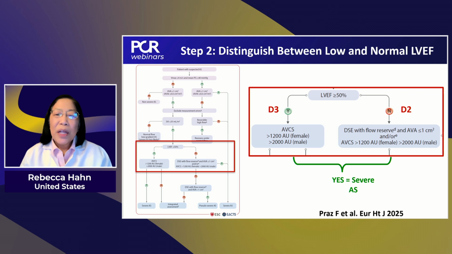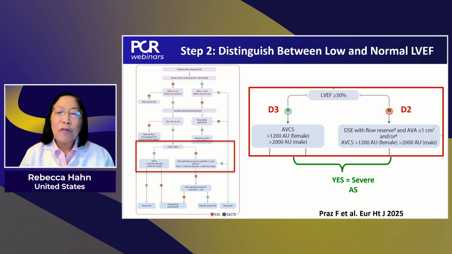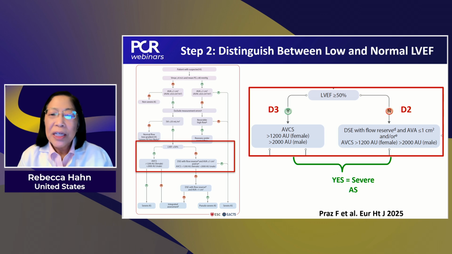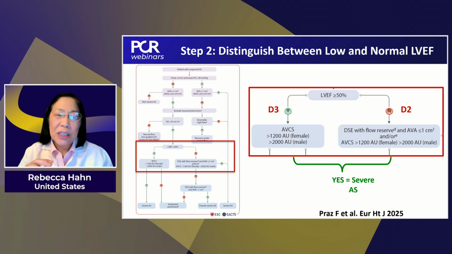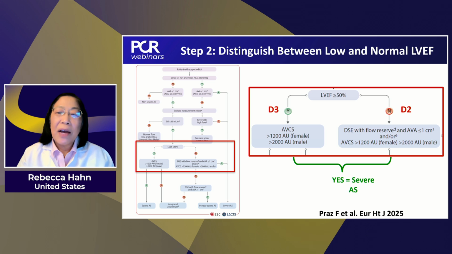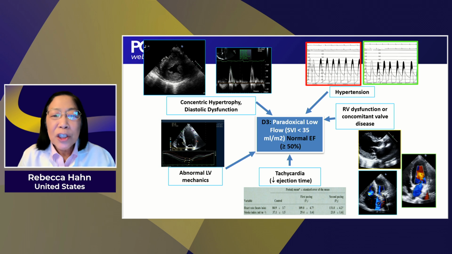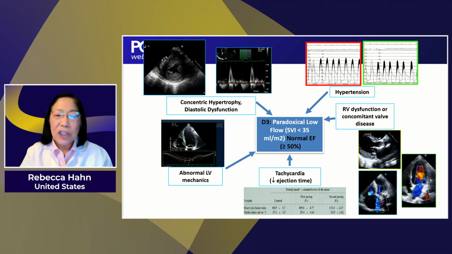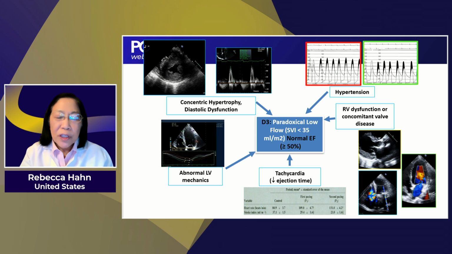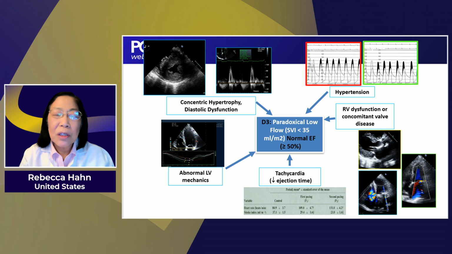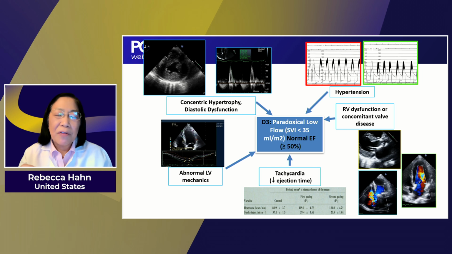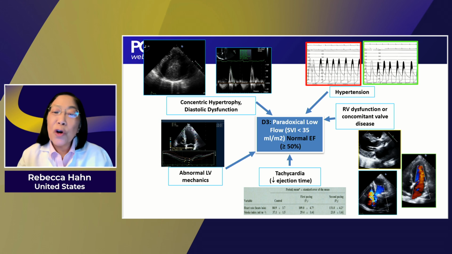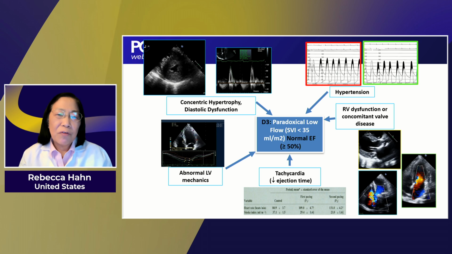And in that setting, we have 2 different types of low flow, low gradient aortic stenosis that must be defined. The first one is those patients with a normal ejection fraction. The second will be the patients that have a low ejection fraction. So in the setting of a normal ejection fraction, you have all these different possible issues that will explain the fact that you have paradoxical low flow in the setting of normal ejection fraction.